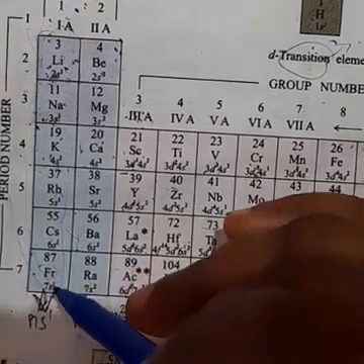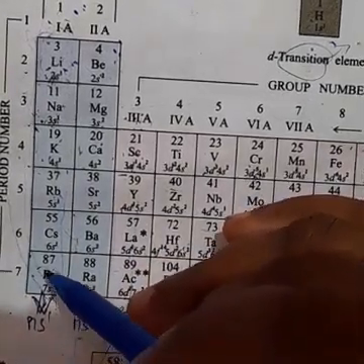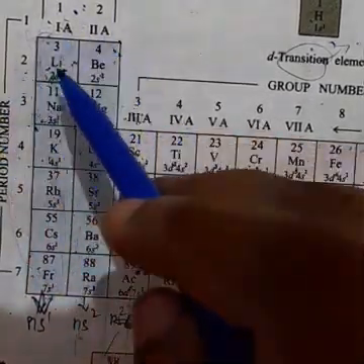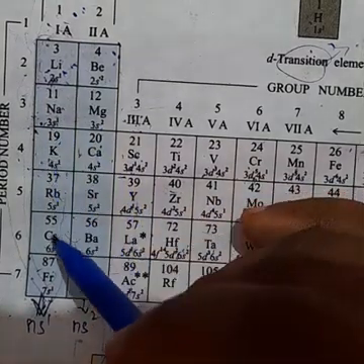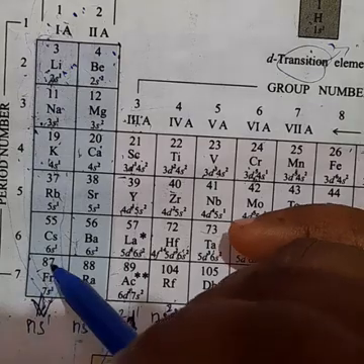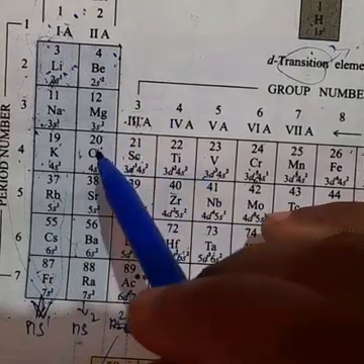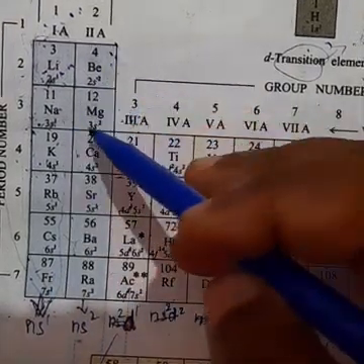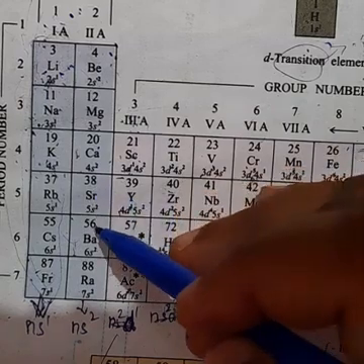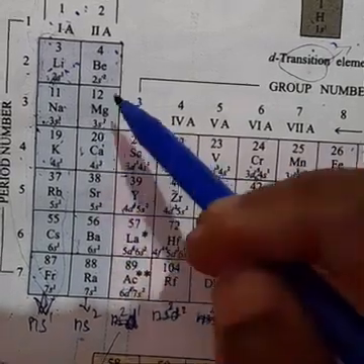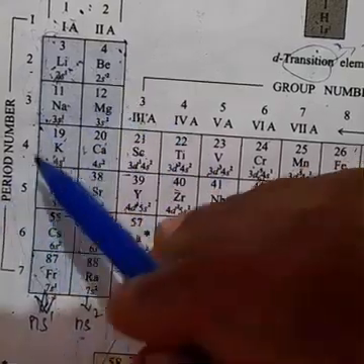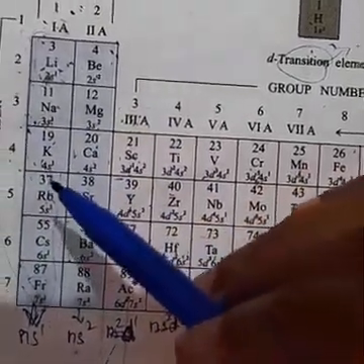Okay, and the atomic numbers you should also study. Lithium 3, sodium 11, potassium 19, rubidium 37, cesium 55, francium 87. Also the second group elements: beryllium, magnesium, calcium, strontium, barium and radium. You should study these two groups of elements.